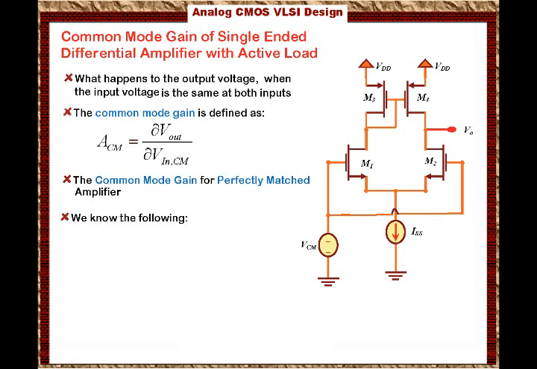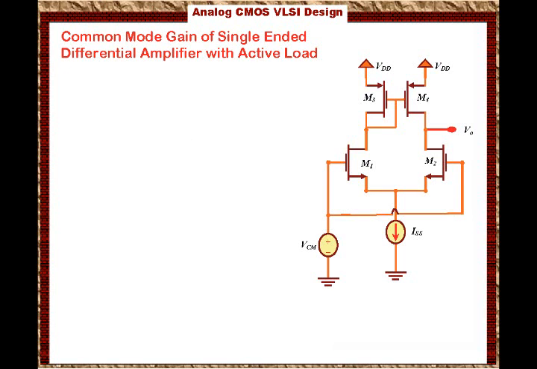Under this condition, when the amplifier is perfectly matched, for this single-ended differential amplifier with active load, we have two cases. The first case is Vout1 equals Vout2. This is because W/L1 equals W/L2, which is the matched condition of the bottom transistors, and W/L3 equals W/L4, which is the matched condition for the top transistors. The second condition is that the source of both transistors at the bottom is the same, so we can say that Vs1 equals Vs2. That is because they are physically connected together.